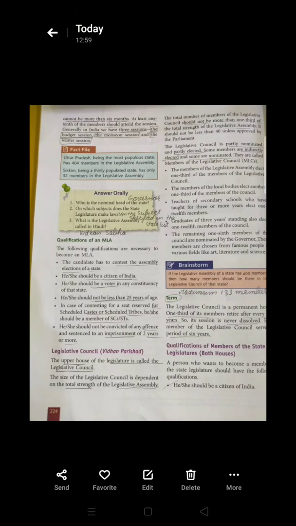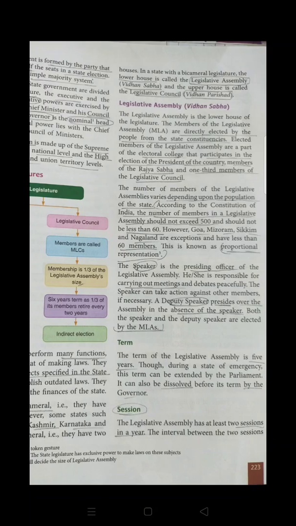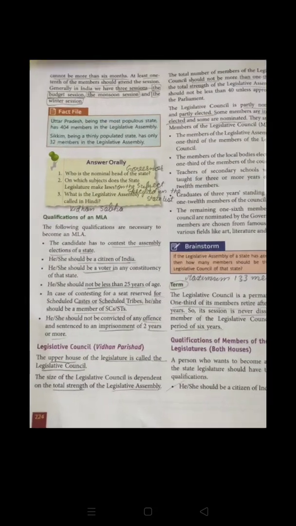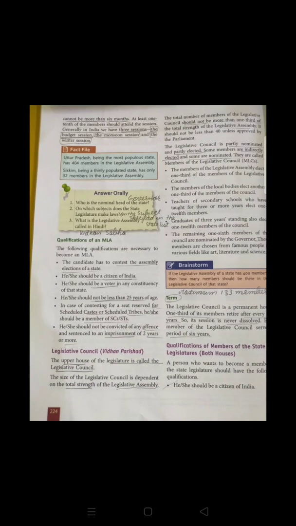Okay, so moving further, now we are going to start the next topic, that is the legislative council, the Vidhan Parishad. We had already discussed the Vidhan Sabha. Now we are going to understand the Vidhan Parishad. The Vidhan Parishad is considered the upper house of the legislature, and it is known as the legislative council. The size of the legislative council depends on the total strength of the legislative assembly, and the strength of the assembly relates to the number of members in the council.